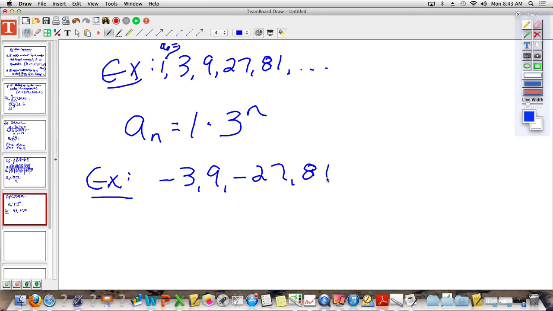A 1. What would be out front? There would be a positive 1 out front. So your rule is going to be a sub n is equal to 1, again, but instead of multiplying by 3, you are multiplying by negative 3. Make sure you do this: you have to put parentheses around that negative 3. Otherwise, you are only multiplying by 3 each time.